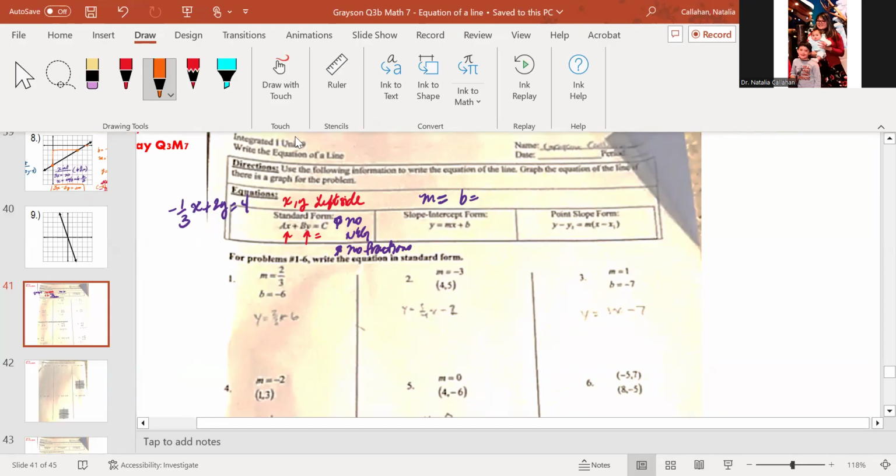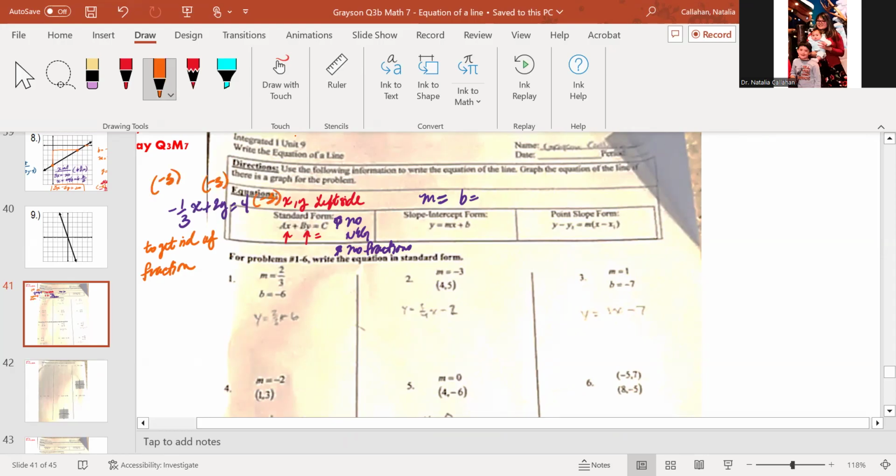I move 2y. No, you don't need to move anything. X and y is already on the left side. You just need to get rid of the fraction and the negative. What would you do to get rid of the fraction and the negative? By the denominator. What am I multiplying? -3. So I multiply by -3 on everything, right?